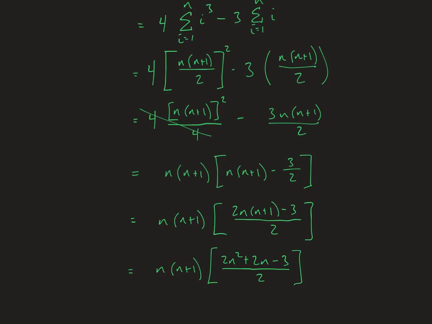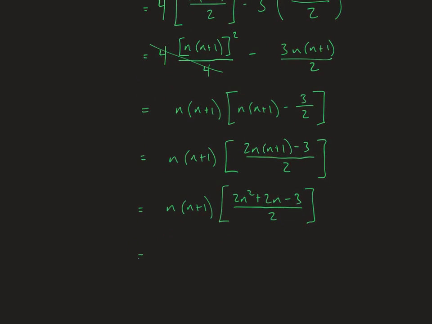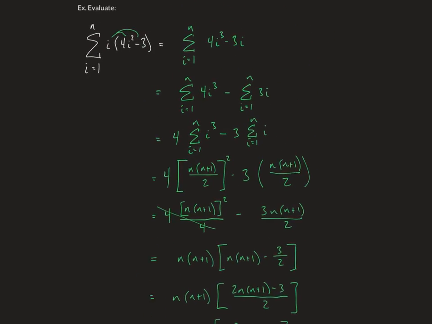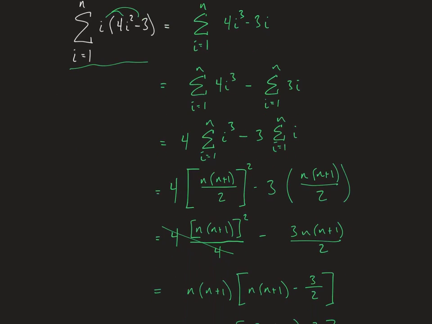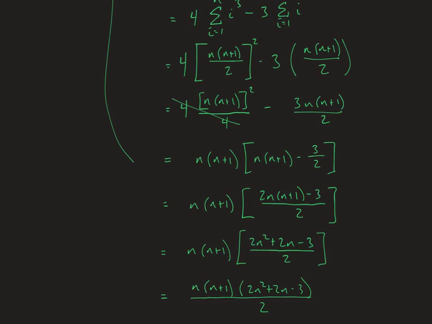All right, and I could multiply these two things together now, and I have one expression, n times n plus 1, and I don't need the square brackets anymore, 2n squared plus 2n minus 3, all over 2. And this is an expression that I can use now that represents the value of that original statement. It's an expression I can use to represent that.